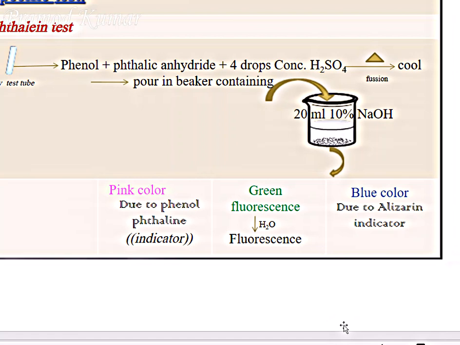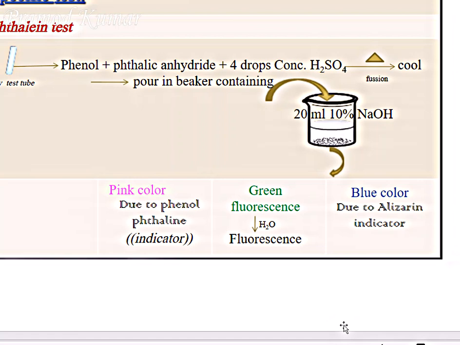In case of phenol, you get a pink color, that is your phenolphthalein indicator. In case of resorcinol, you will get a green fluorescence. And in case of your catechol, you will get a blue color. So phenol will give you pink, your resorcinol will give you green, and your catechol will give you blue color. So this is how you can differentiate between your different types of substituted phenols.